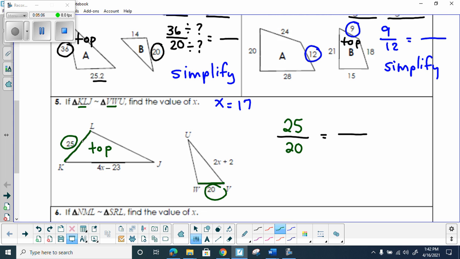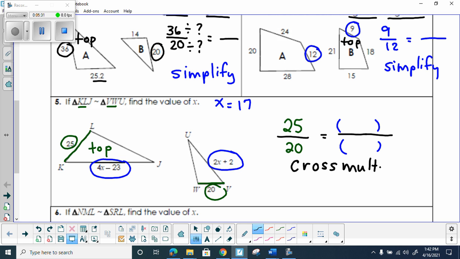Okay. So I'm going to let you figure out where to put these. Okay. So you'll have something on the top and the bottom here in parentheses. Okay. You will do your cross multiplying. You'll have a bunch of work here that you're going to show, and then you should end up with x equals 17.